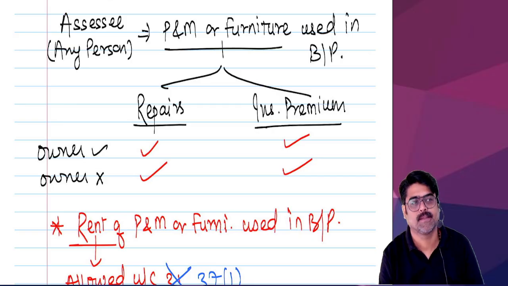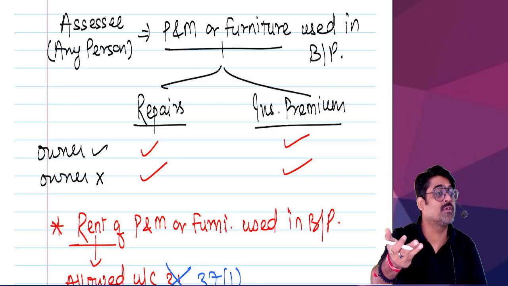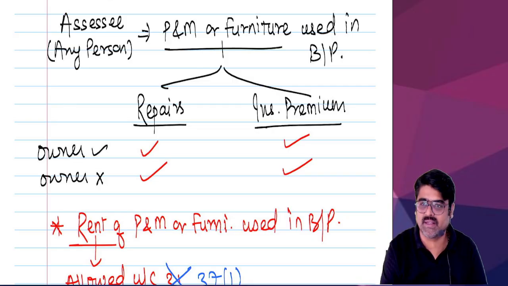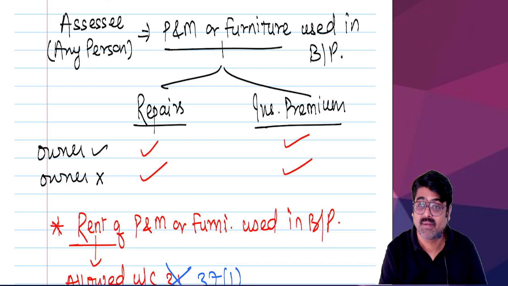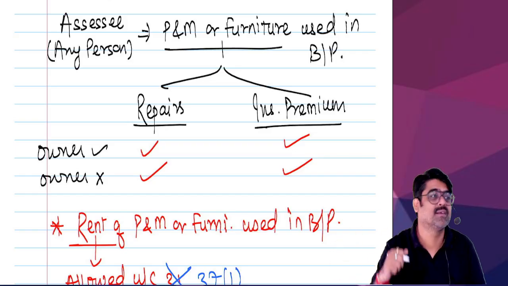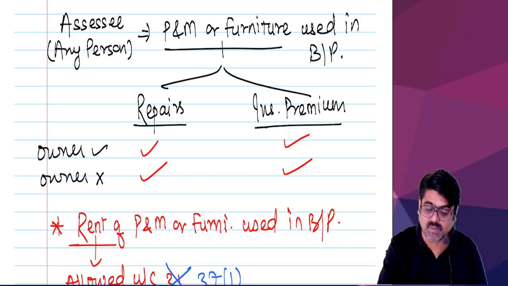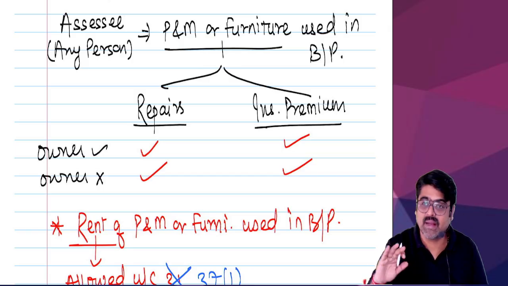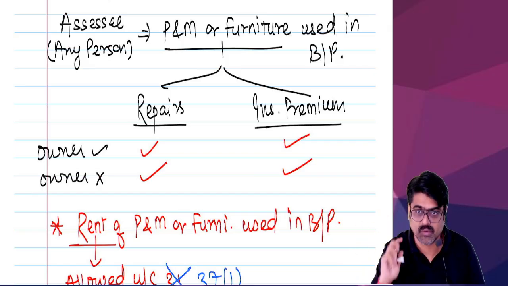Will be allowed, but not under this section. All those expenses also relate to the same plant and machinery and furniture which is used in my business or profession. So those are also my business-related expenses. But those expenses I cannot claim under section 31, because section 31 gives me the deduction for only 2 expenses. All other expenses relating to this plant and machinery or furniture can be claimed under different sections and not under this section. But they will also be allowed.